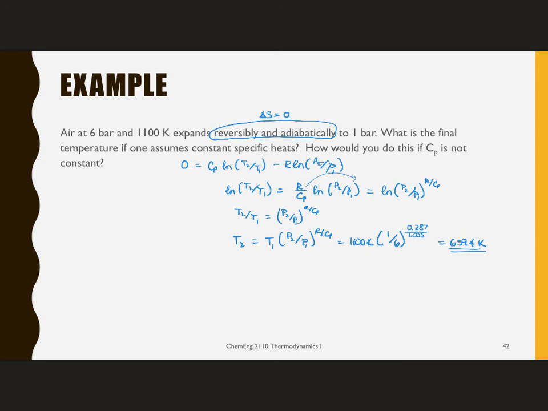Now, what would I do if C sub P were not constant? What I would need to do is go back to the definition. So T1 is 1100, T2 is unknown. I would need an expression for C sub P as a function of T, and that would equal R ln of P2 over P1. This being constant still, but C sub P as a function of temperature would need to be integrated. That concludes this video lesson.